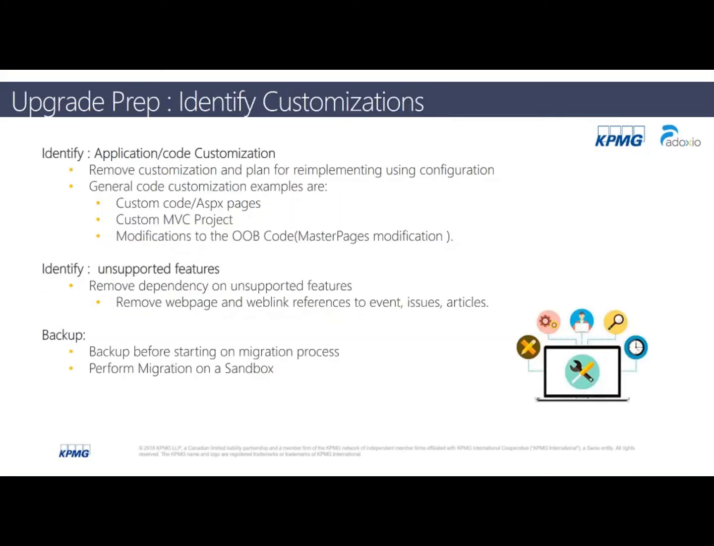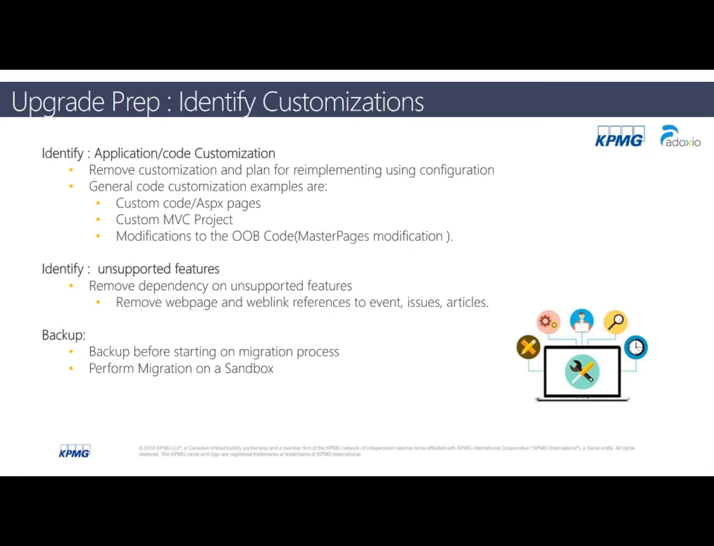All right, so let's look into actually doing the upgrade. The first step is, of course, the prep. You have to identify your customizations and look into implementing them as configuration. A general example of customization is custom code or custom CSS files. You might have created a whole new MVC project within the master portal sample solutions, and you need to look into implementing that in a different way.